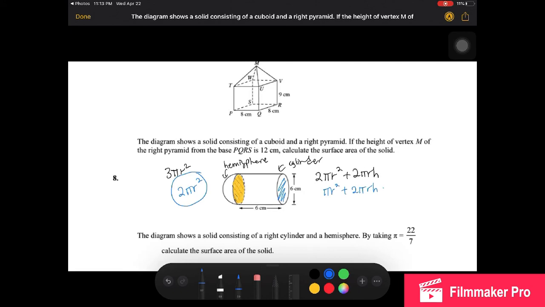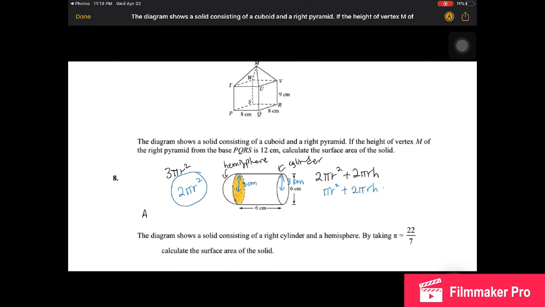Okay. The diameter given here is 6 centimeter. So the radius is equal to 3 centimeter. So this is 3 centimeter as well. So let's find one by one. Area for the hemisphere is 2 pi r square, which is 2 times 22/7 times 3 square, and you should get 396/7 centimeter square.